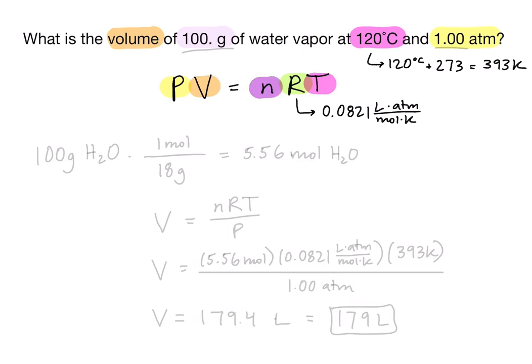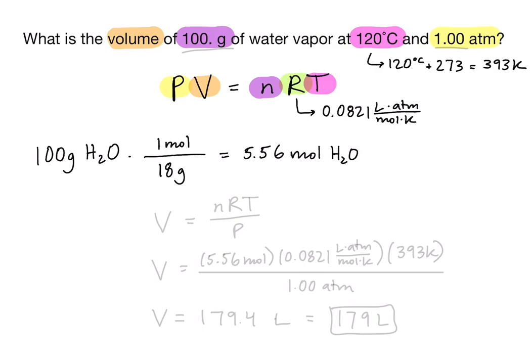So does the problem give us moles? In this case, it gives us our mass, but we can convert this using a molar mass, and that will give us our moles. So that's the first calculation we need to do. So we're given 100 grams of water vapor, which is H2O. Using the molar mass from the periodic table, that is approximately 18 grams per mole, and that gives us 5.56 moles of water vapor.